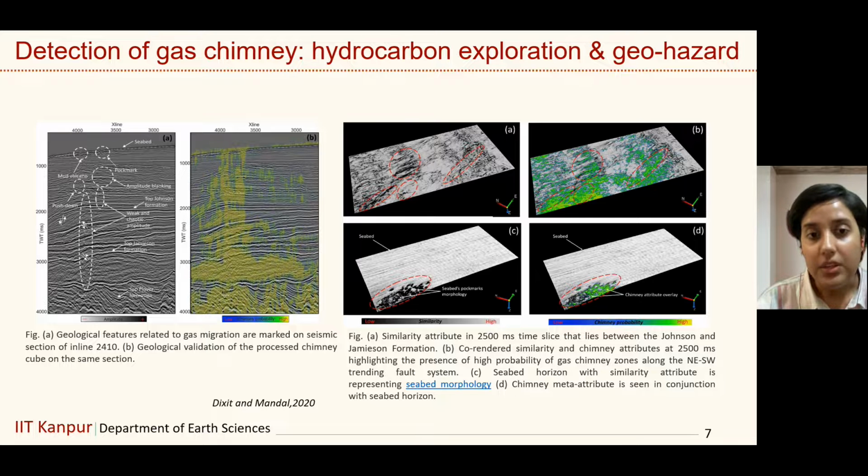And accordingly, we also took a horizontal section of the sea floor. Sea floor means the top section. And here you can see some dark depression kind of feature, or crater kind of feature, which are nothing but pockmarks. And when we again co-render the calculated chimney, it's again perfectly matching well with this pockmark feature.